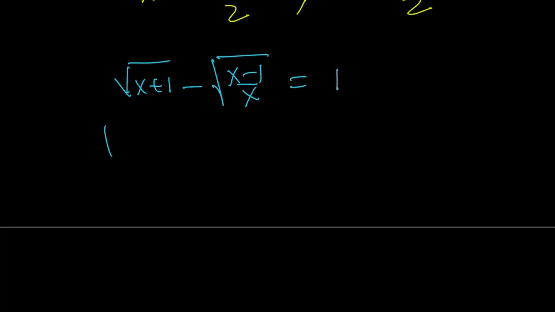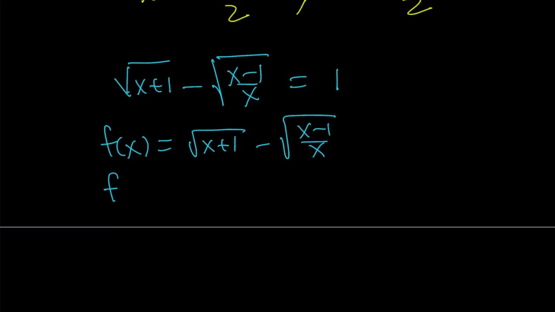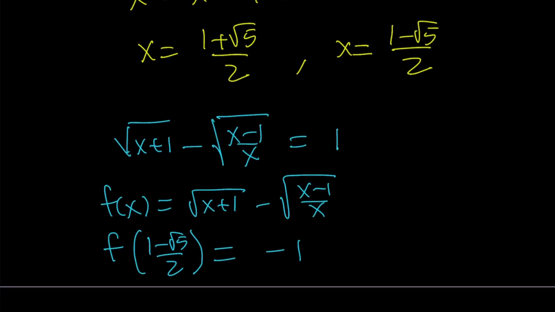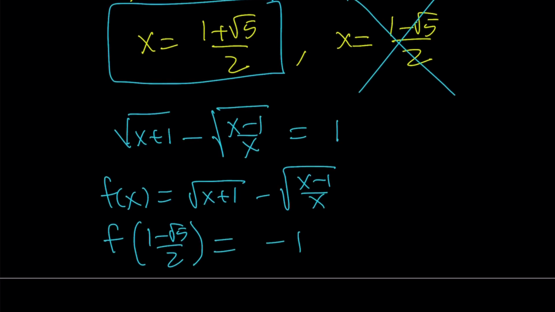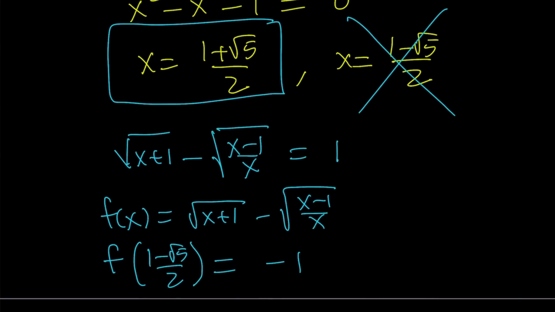So if f of x is equal to this function on the left-hand side, and if you replace x with 1 minus root 5 over 2, you get negative 1. That's what I was talking about when I said if you square negative 1, you're going to get positive 1. So unfortunately, this means 1 minus root 5 over 2 does not work. And when you check this one, it does work. That's actually the only solution. So x equals 1 plus root 5 over 2 works.